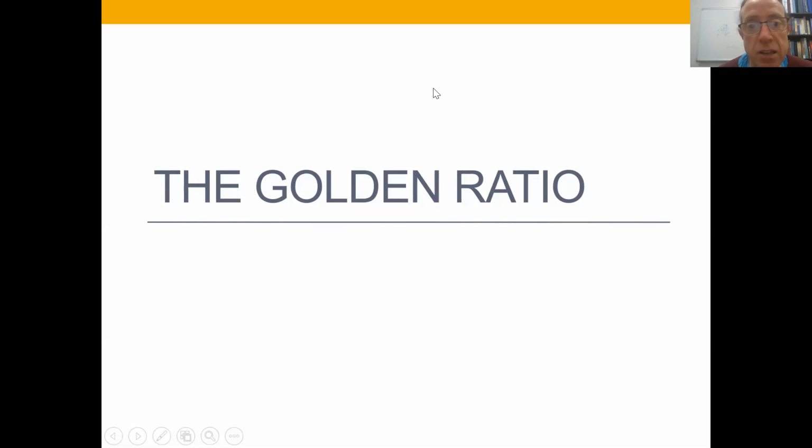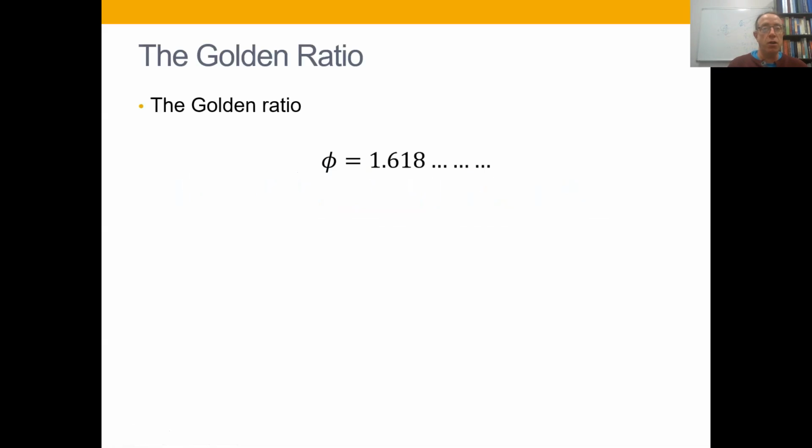Okay, so the next lesson will be on the golden ratio. So, the first thing we'll talk about: what is the golden ratio? Well, the golden ratio is approximately 1.618, and it's basically like pi. It's a non-repeating, non-terminating number.